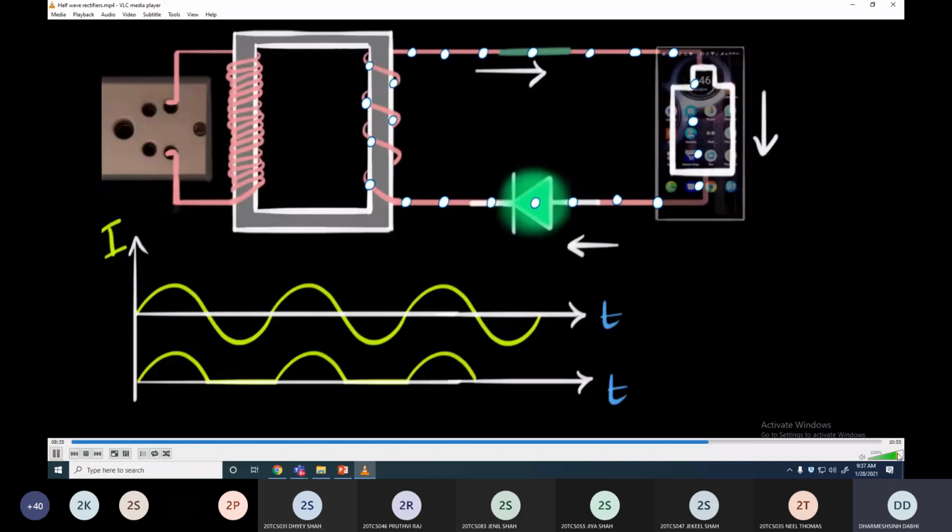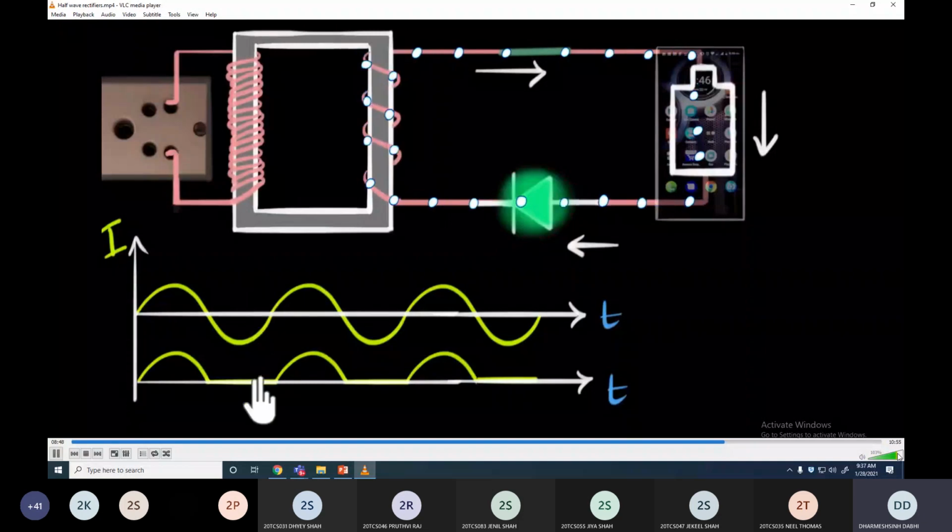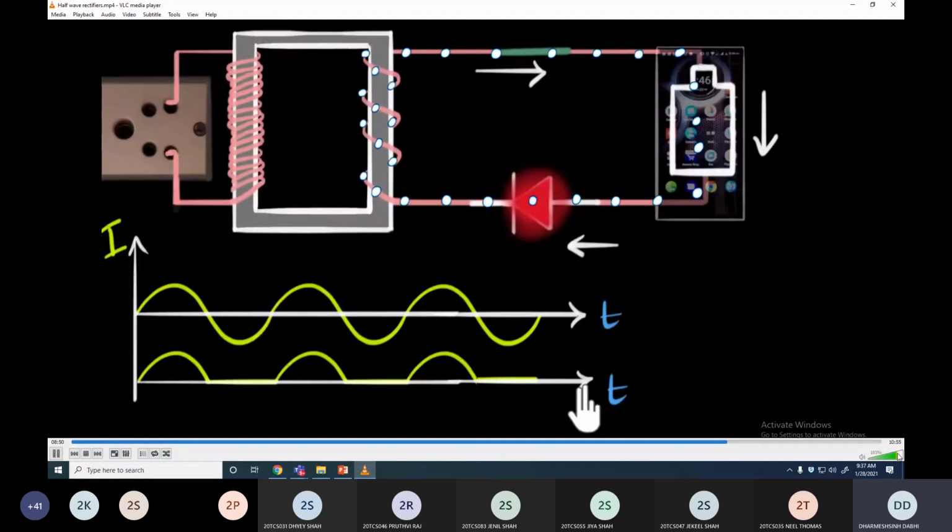And so by looking at the waveform, you can clearly see that in the second case, the current is only flowing in the positive direction, only clockwise flow. And so we will call this the non-rectified current. And this is the rectified current. This is the rectified output current.